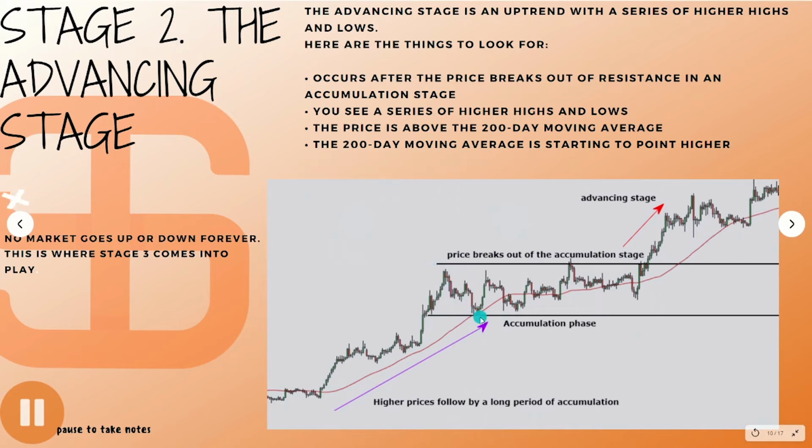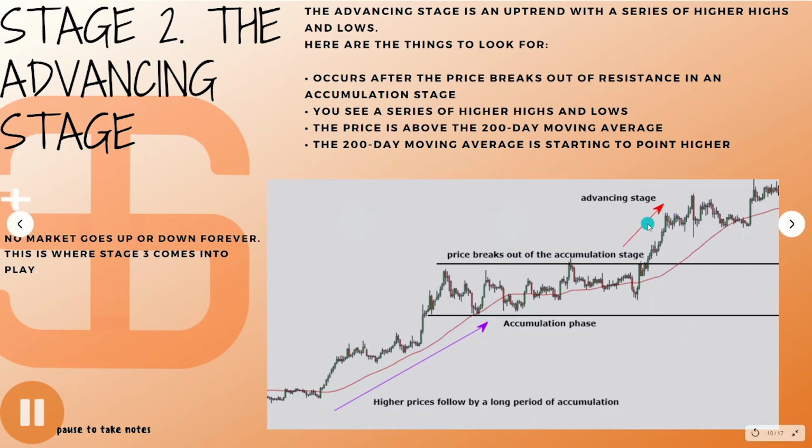Now it makes a lower high. Fourth higher high right here, another lower high, and now we have reached the advancing stage where we make another higher high, okay? So this is the advancing stage. It means the market's breaking through that accumulation stage and advancing to the next level. So why this is important is because you want to be able to tell what phase the market is in.